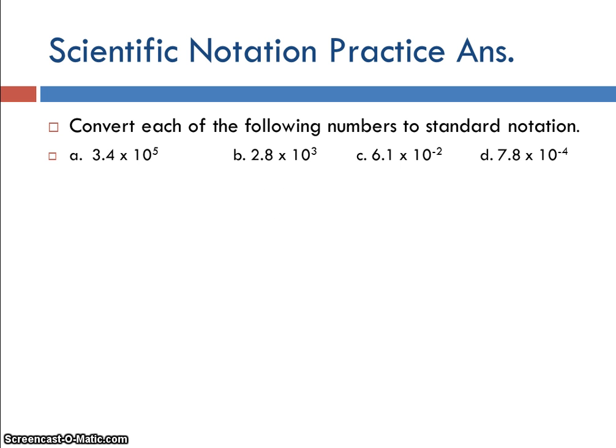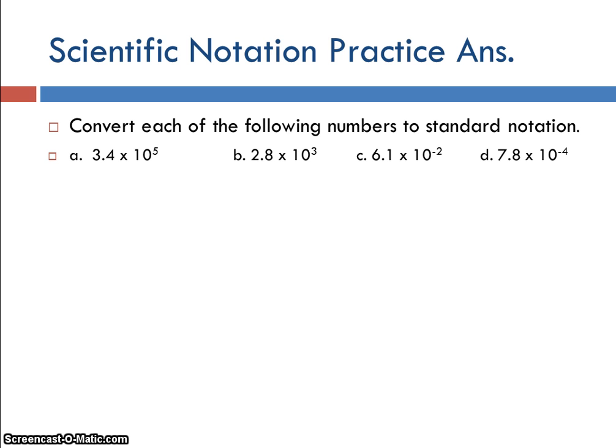So for each of these, to convert them into standard notation, for the first one we have 3.4 times 10 raised to the 5th power. So what you want to do is put your pencil on the decimal between the 3 and the 4, and you're going to move the decimal 5 places because it says 10 to the 5th. And then you have to ask yourself, is it a really big number or a really small number? And since the exponent on the 10 is positive, it means the value of the number is really big. And so to make it big, you're going to have to move the decimal to the right.